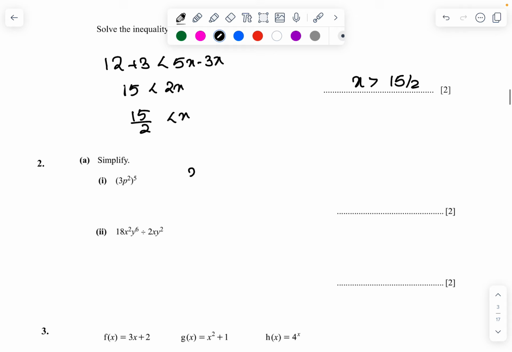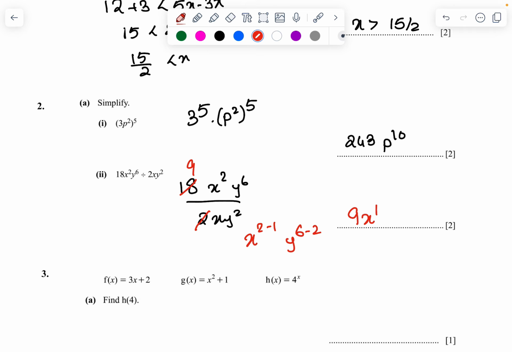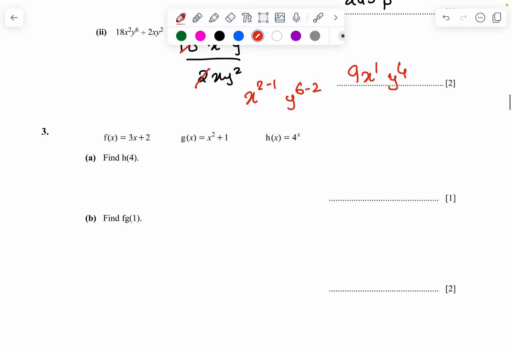Now this is going to be 3 power 5 times p power 2, whole power 5. 3 power 5 is 243, p power 10. Then it is 18 x squared y power 6 by 2xy squared. So 2 times 1, 2 times 9. So it's going to be 9 x power 2 minus 1, which is x power 1, y power 6 minus 2, which is y power 4.